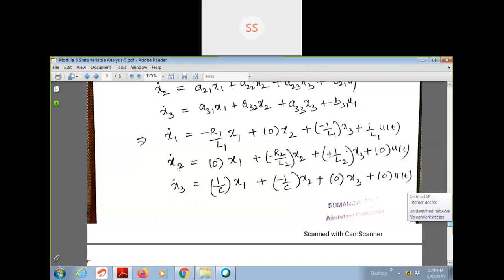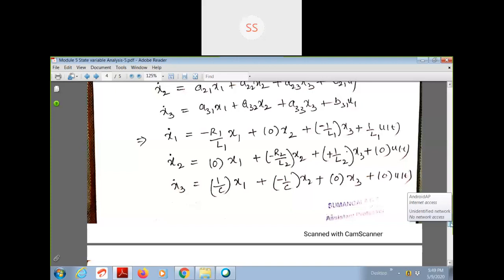It's a 3 cross 1 vector of state variables, and whatever coefficients we are collecting are put in a 3 cross 3 matrix, and it is matrix A. And similarly here, whatever coefficients we are collecting from the second half, it is a 3 cross 1 vector, the coefficients of u of t.